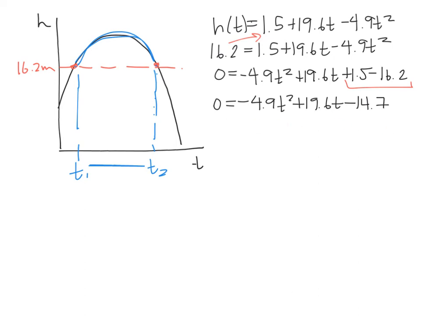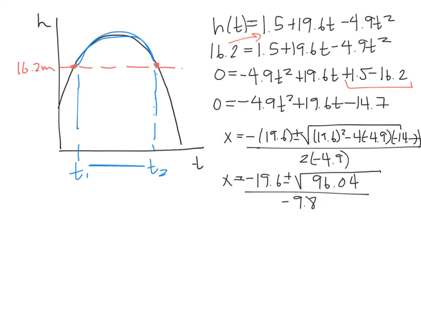I definitely don't want to factor this because it has a whole lot of decimals. I think the fastest way to do this would be the quadratic formula. So that's what I'm going to do. So try the quadratic formula and check back in once you have your answer. So once you finish the quadratic formula, you should have something that looks like this. We have negative 19.6 plus or minus the square root of 96.04 all over negative 9.8.